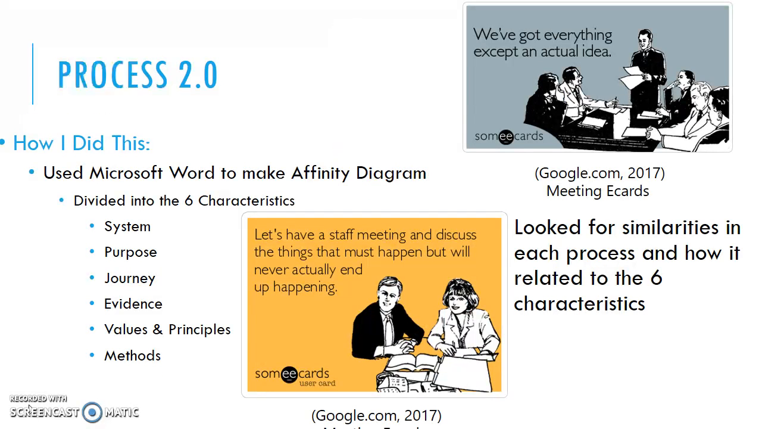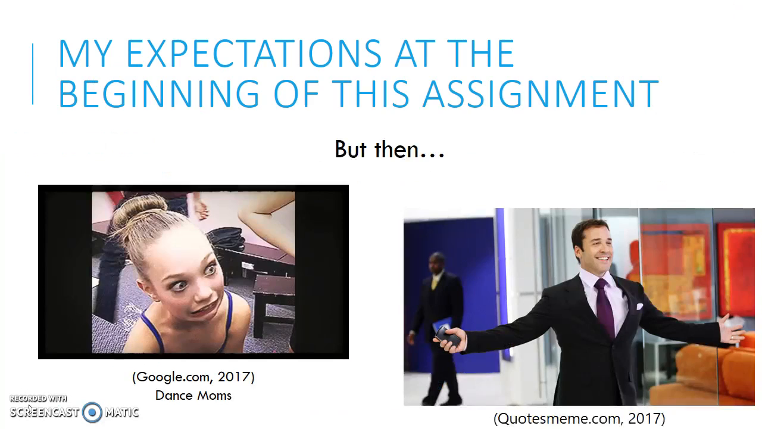So, how I did my affinity diagram. I basically used Microsoft Word. I went into the textbook, the change handbook, and started taking notes, just anything I found important on each of the different theories we were given. Then from there, I divided it into the six characteristics, which are system, purpose, journey, evidence, values, principles, and methods. Then I looked for similarities in each of the processes, and how they related.